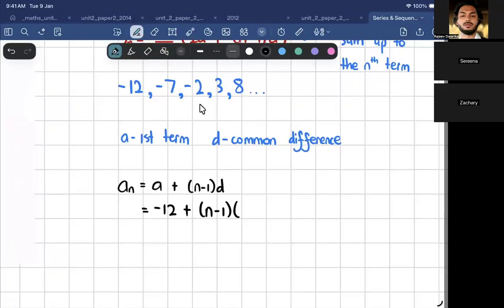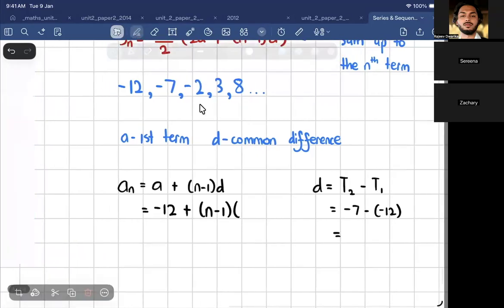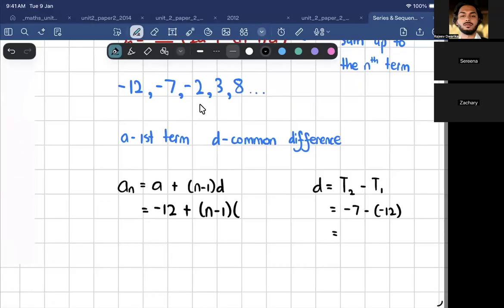So let me show you how you'd find the common difference. You use consecutive terms. So we could use term 2 minus term 1. So term 2 is minus 7, minus minus 12, that'll be plus 12. So Zachary, what is minus 7 plus 12? It's 5. Yeah, it will be 5. The common difference is 5.